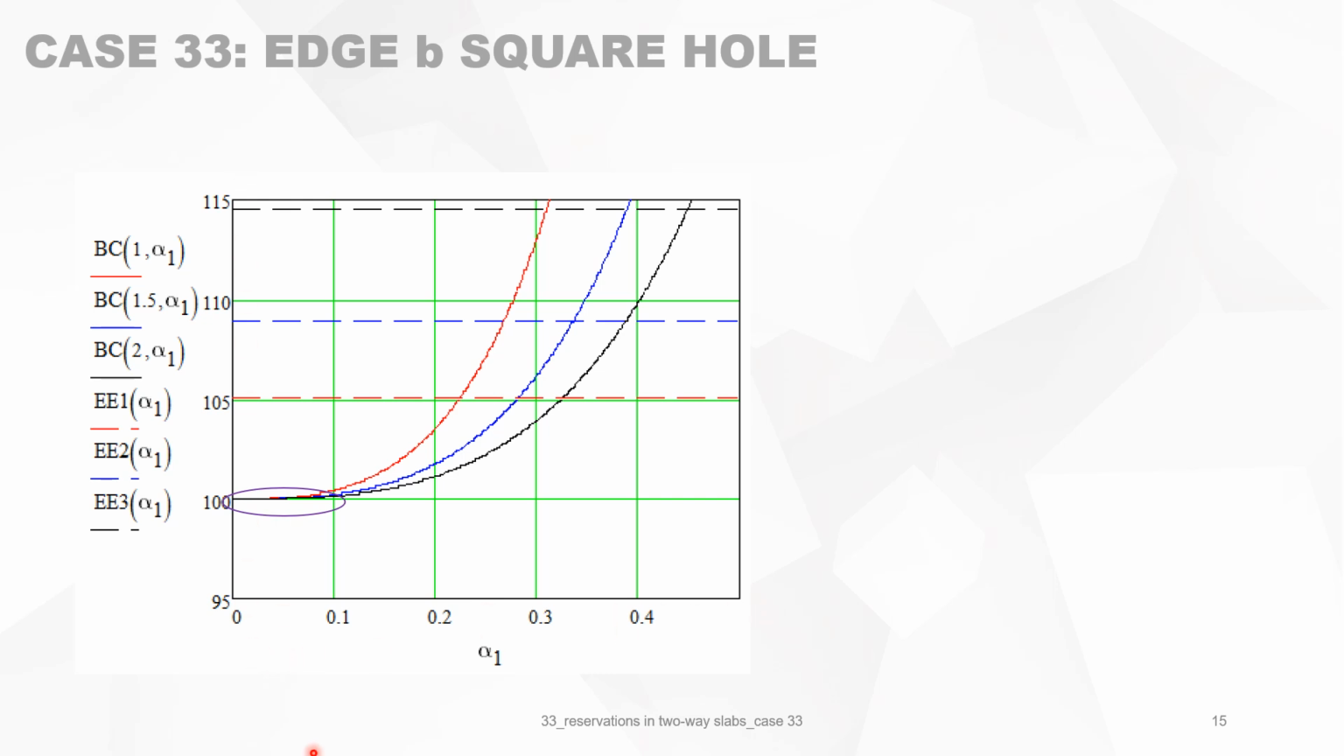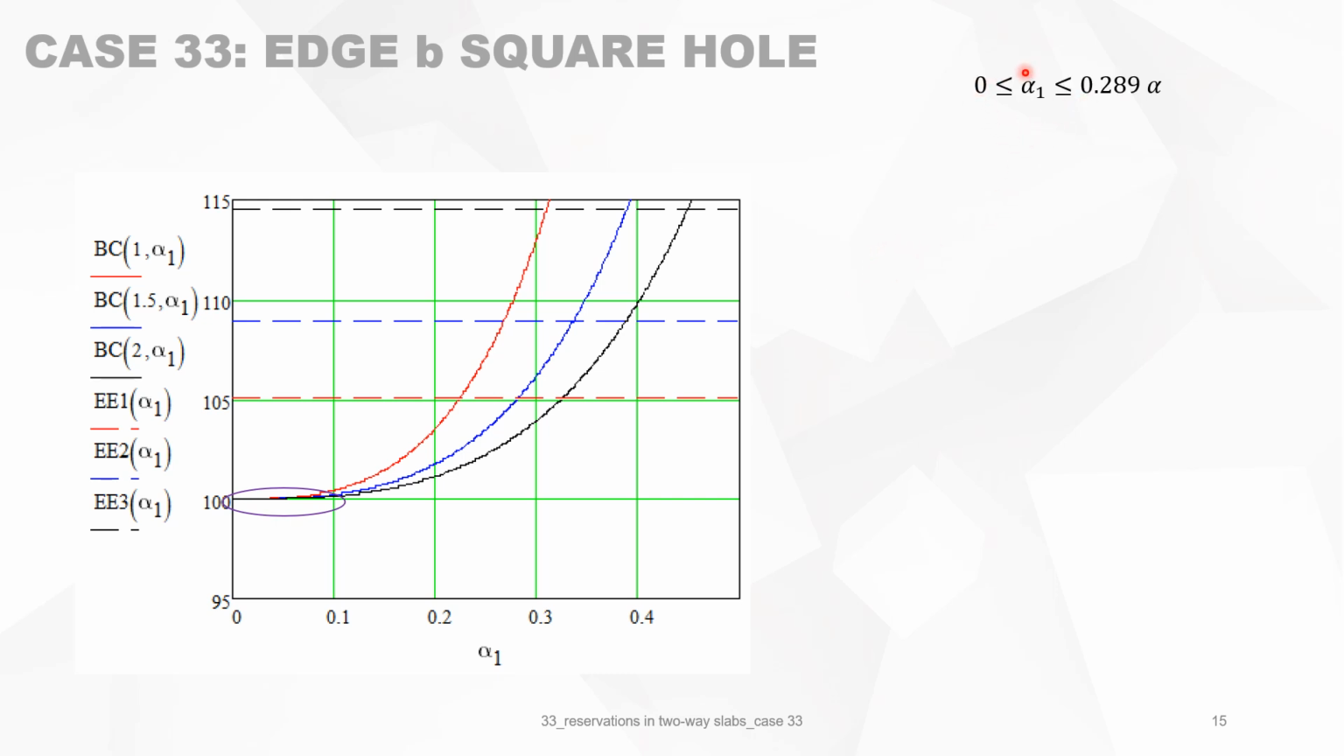Now we can put that into a graph. Alpha 1 is the size of the reservation going from 0 to 0.5 maximum. And on the y-axis, it's the bearing capacity. You will see this is 100% and this is 115 and 95. It's done for alpha equals 1, the red curve, 1.5, the blue curve, and the black curve for alpha 2. So everything is between those two curves.